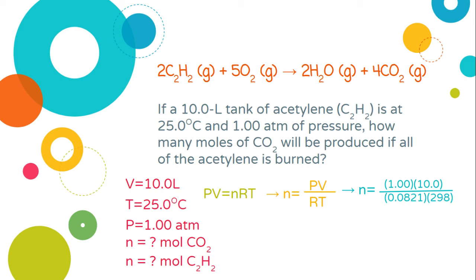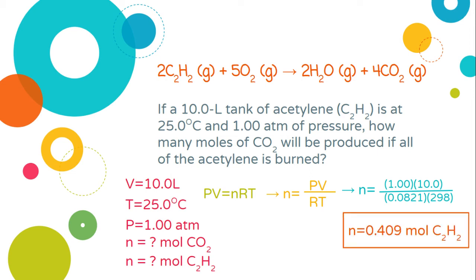But you can see that I took my pressure and my volume, and I put those values on top. My R value I looked up, and I put that on the bottom. And then again, I converted my 25 degrees Celsius to Kelvin, and plugged those numbers into my calculator. I always run my calculation twice, and I get n equals 0.409 moles of acetylene.